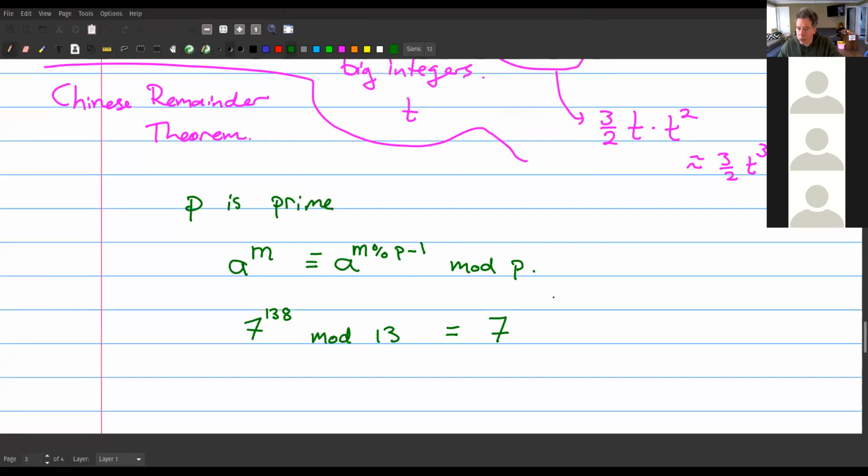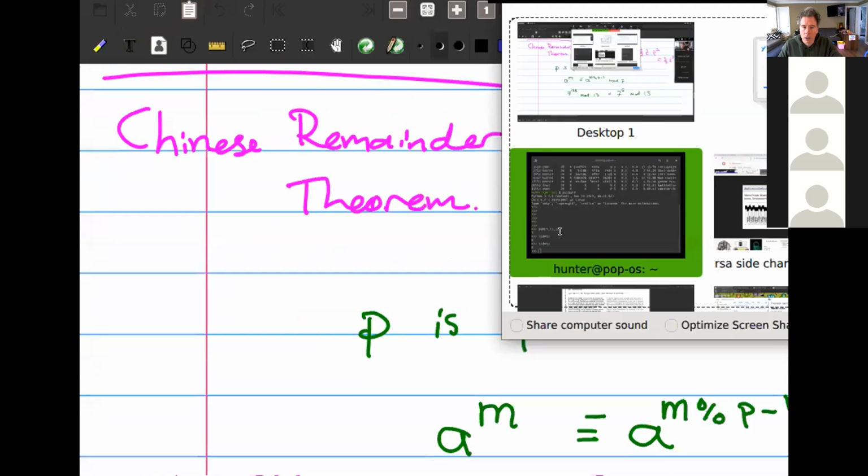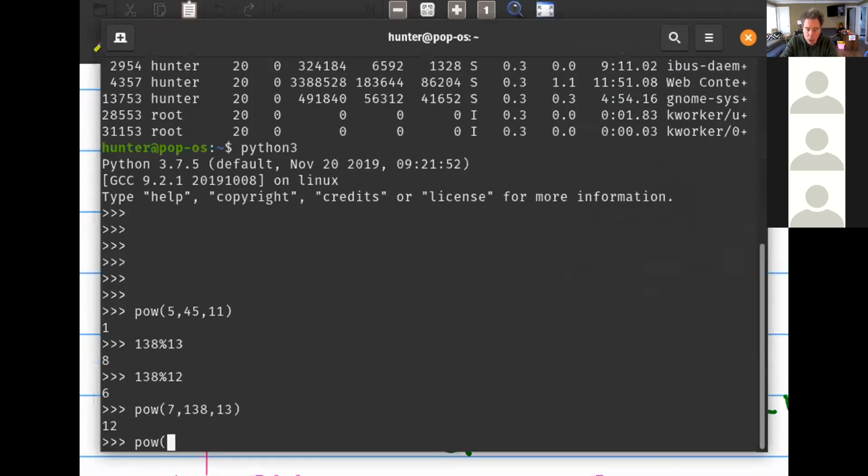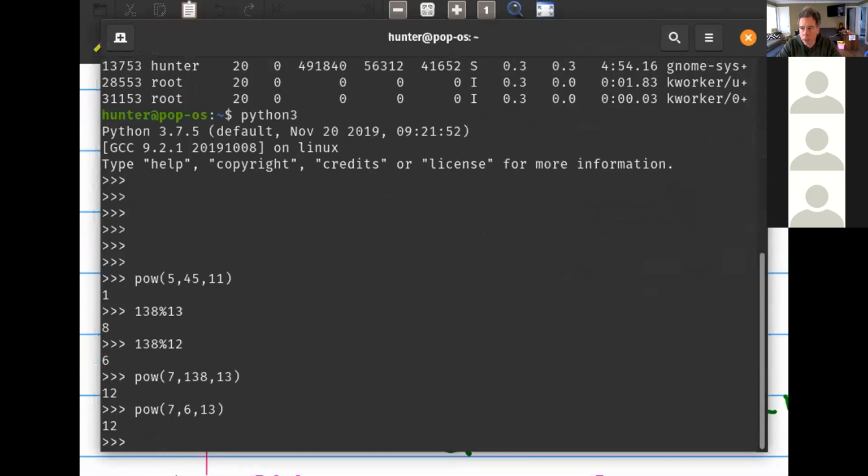So this is the same thing as 7 to the 6 mod 13, which is clearly a lot less work. Let's go back to Python and verify that it's true. pow 7 to the 138 mod 13 is 12, and pow 7 to the 6 mod 13 is also 12. So that saves you a lot of work, and it's part of what makes the Chinese remainder theorem a shortcut when you're doing big multiplications.